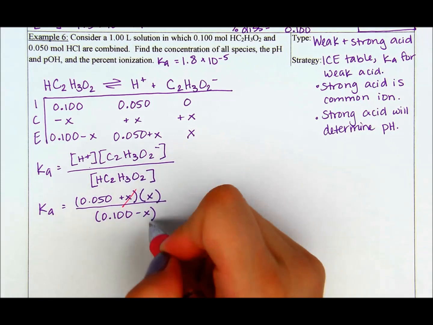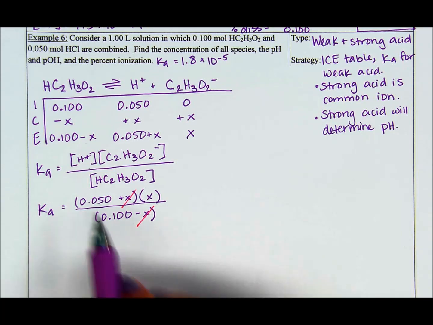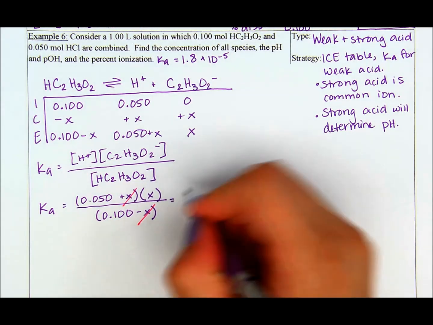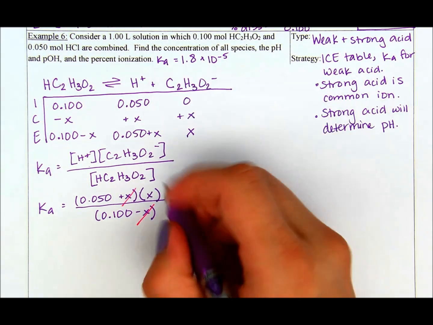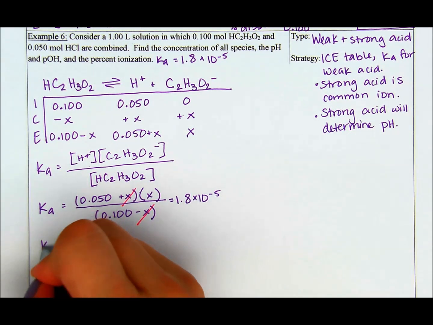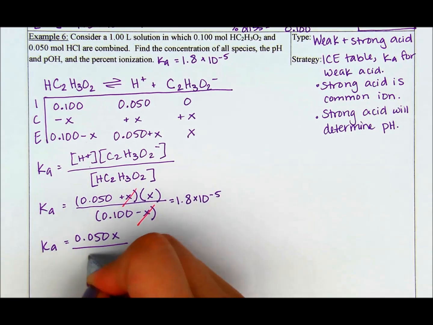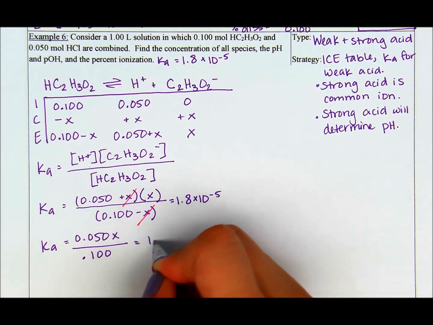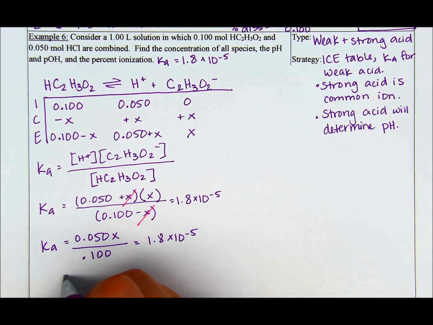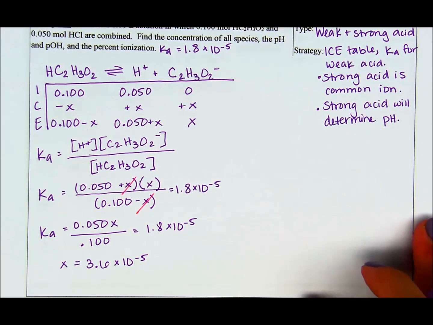So those X's, I'm just going to completely ignore because they're tiny in comparison. And when you take into account sig figs, it's still going to be 0.05 and it's still going to be 0.100. So let's just make our lives easier. This equals the Ka, and we know the Ka for the acetic acid is 1.8 times 10 to the negative 5. So just rewriting this so we can see it more easily, we have 0.050x over 0.100 equals 1.8 times 10 to the negative 5. Plugging this into your calculator to solve for x, X equals 3.6 times 10 to the negative 5.